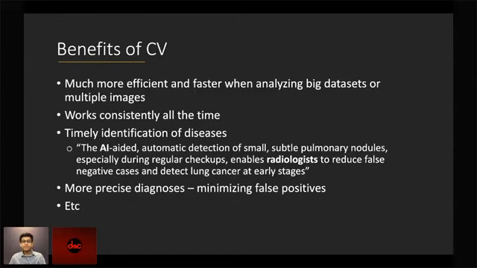Much of the benefits is that these computer vision algorithms are more efficient and faster when they analyze big data sets or multiple images. So if they're looking at different angles of the same scan, computer vision can do this much more efficiently and much faster. Computer vision also works consistently all the time, and there's timely identification of diseases.